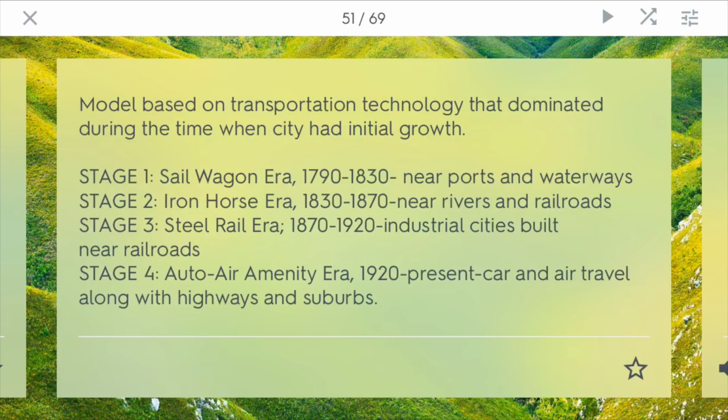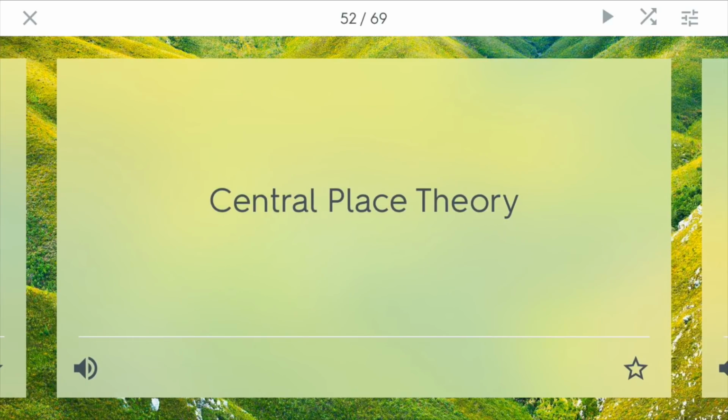And stage 4, the auto-air amenity era, 1920 to present, car and air travel revolutionized where people live and how people travel. And it really helped with highways and suburbs and their development across different landscapes in the world. Central place theory.